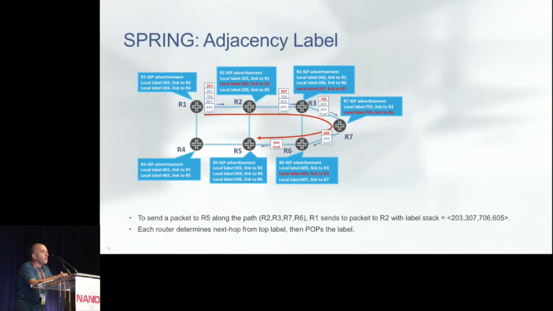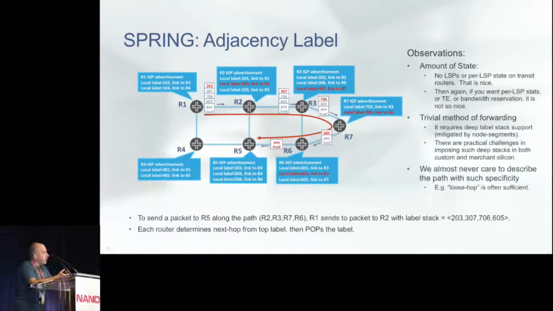And that label meant, hey, if I get a packet with that label, I'm going to pop it first, and then I'm going to forward it to router 3. And then router 3 is going to receive a top label of 307 and do the same thing. Router 7 is going to do the same thing until the packet header dwindles and the payload of that packet ends up in router 5. So we just source routed that packet. A couple of observations around this.